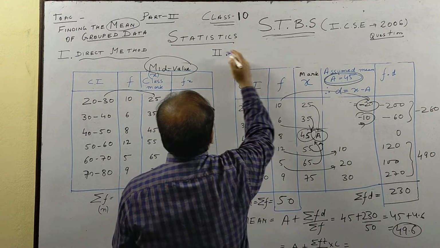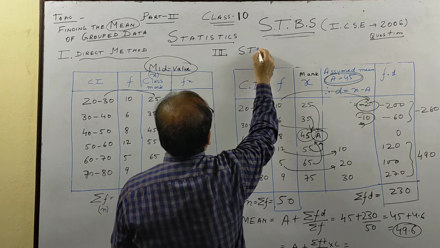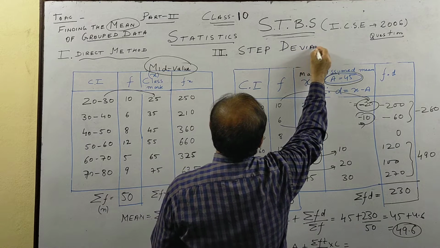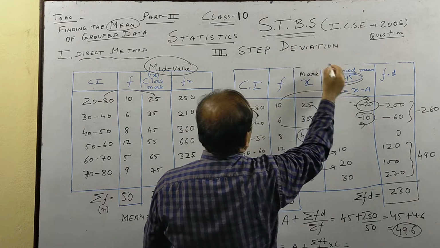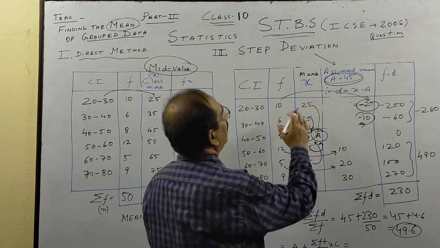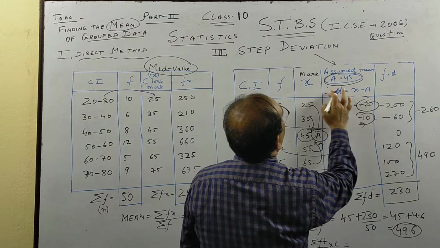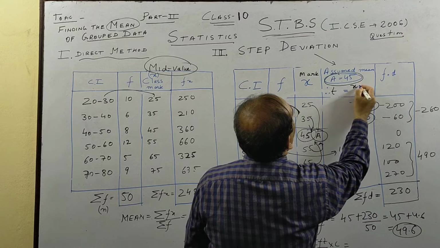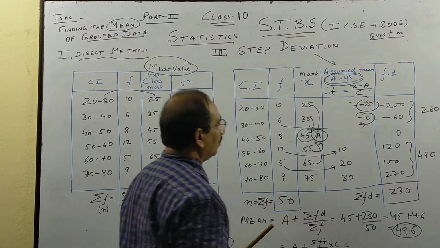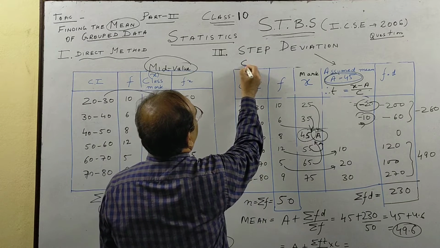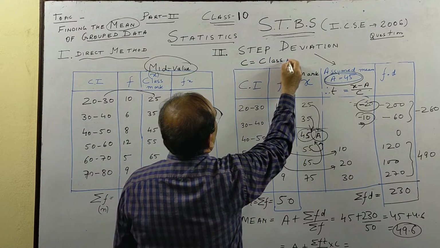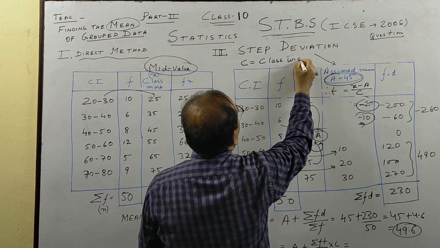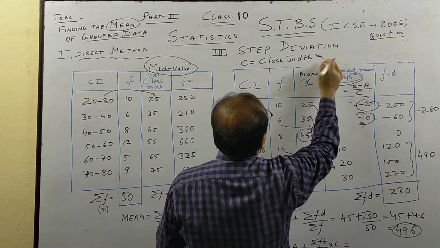Third method is step deviation. This is also an assuming method. Here, children, we call it t, and t is x minus a by c. You'll say, sir, what is small c? Small c is class interval. So this is class interval, meaning class width, which is 10 here.